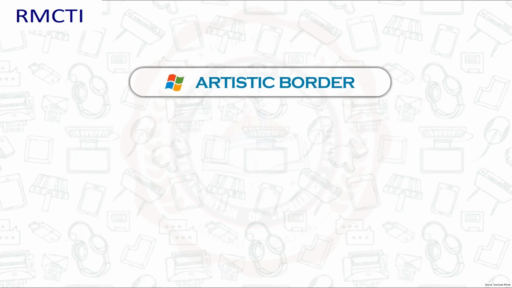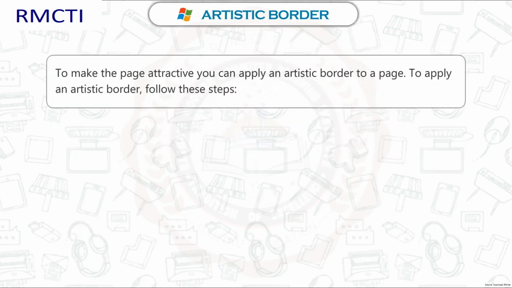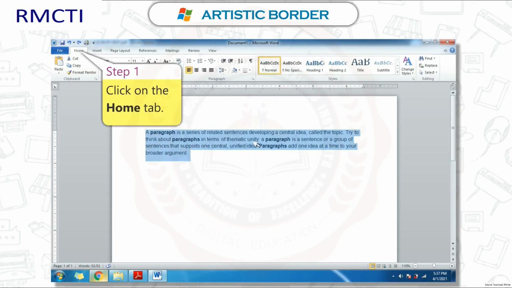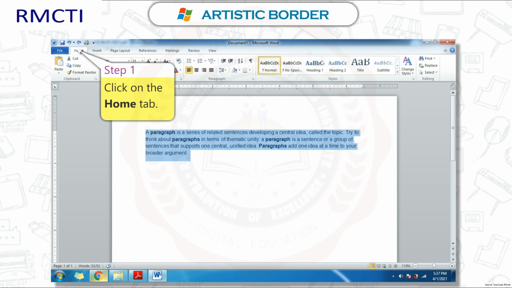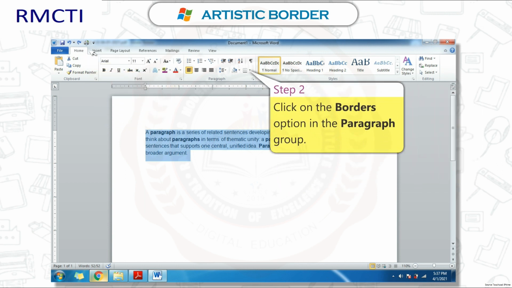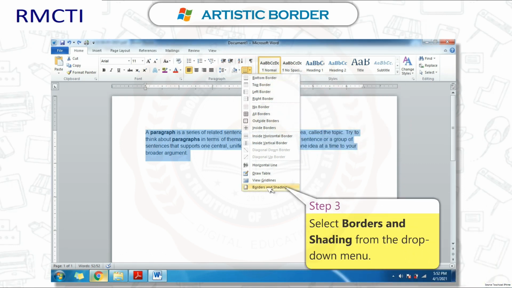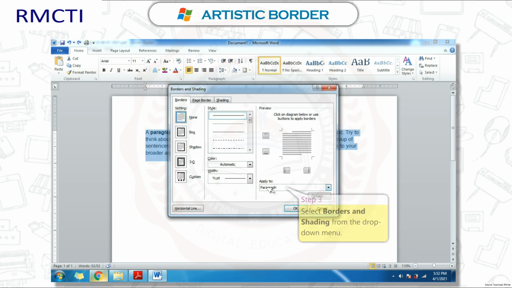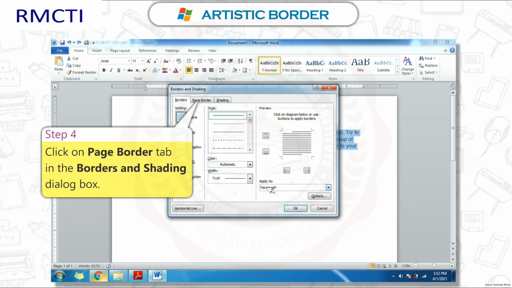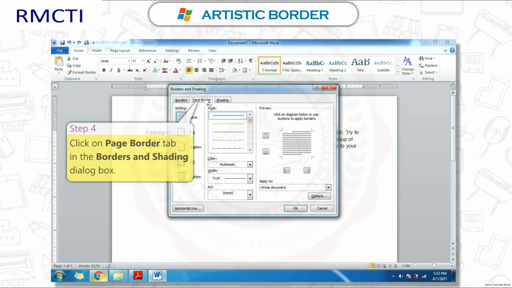Artistic border. To make the page attractive, you can apply an artistic border to a page. To apply an artistic border, follow these steps. Step 1. Click on the Home tab. Step 2. Click on the Borders option in the Paragraph group. Step 3. Select Borders and Shading from the drop-down menu. Step 4. Click on Page Border tab in the Borders and Shading dialog box.